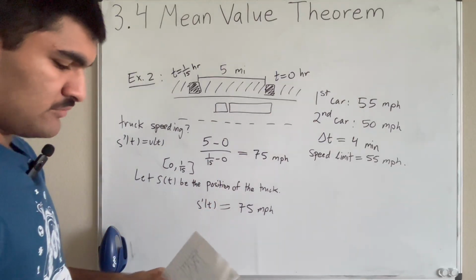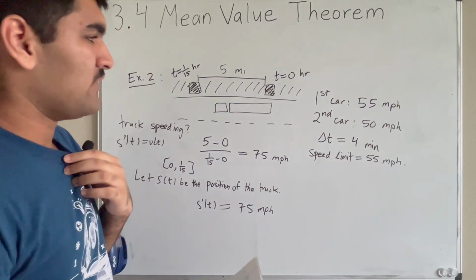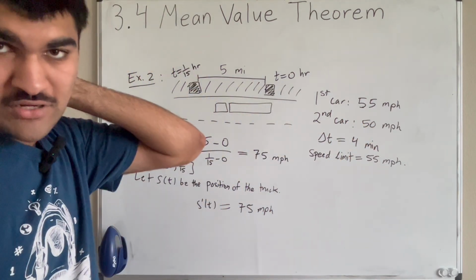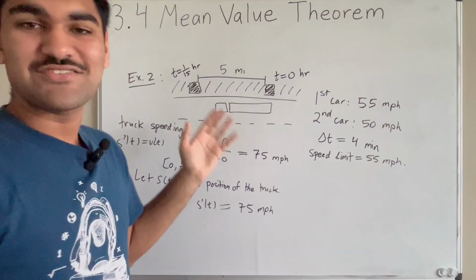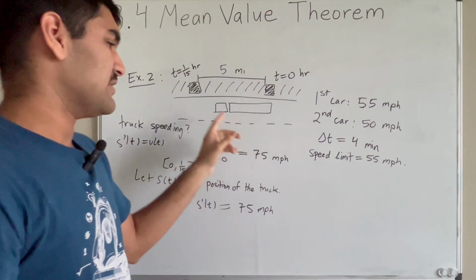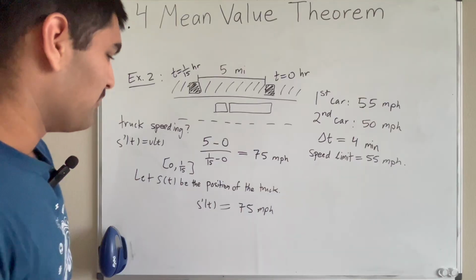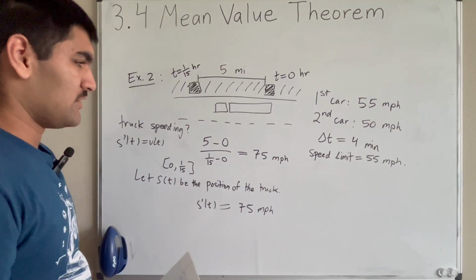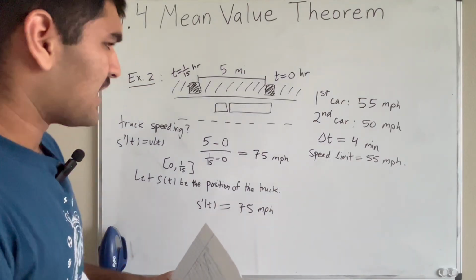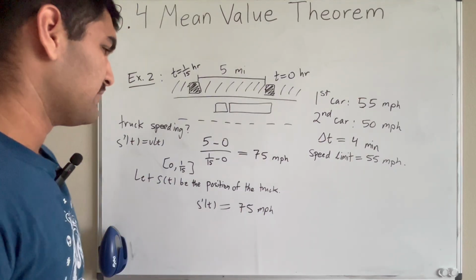The reason I find this intriguing is because if this truck went to court and argued, I was only going 55 miles per hour and 50 miles per hour, and the police cars can vouch for me, you can actually use the mean value theorem to show, wait, no, he wasn't. He actually did break the speed limit because there was some time in between the two cars where he went 75 miles per hour, right? I found that pretty cool, that you can actually prove that the truck broke the speed limit, even though the police cars and bystanders wouldn't necessarily have known that, right?